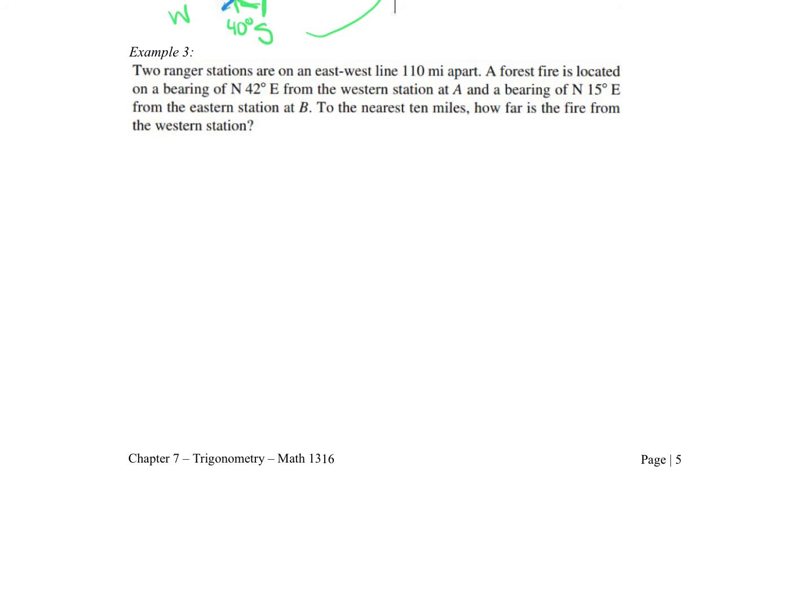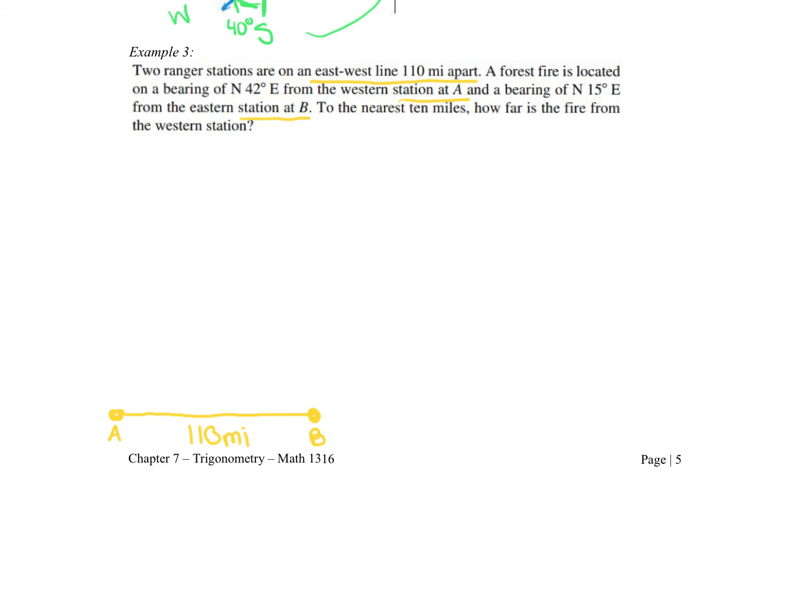So there are 2 ranger stations on an east-west line, like this. And they say later on that they're called Station A and Station B. So I'm going to start down here. Here's Station A. Go over some distance. Actually, I don't want to go too far and run out of room to work. Go over some distance. Here's station B. East-west means side to side, so I drew them side to side, and this distance is 110 miles.